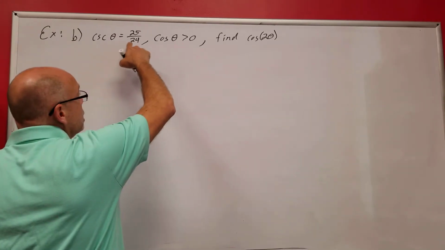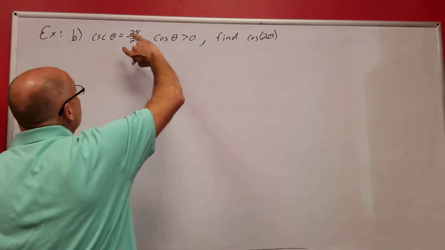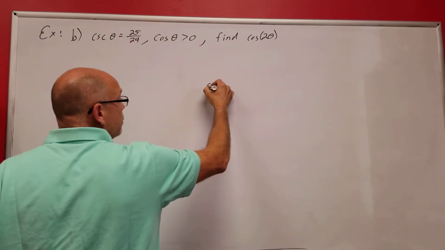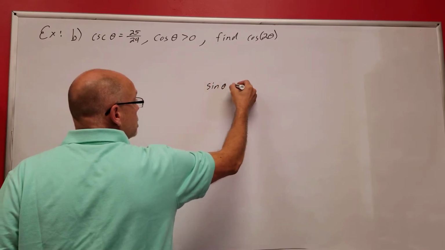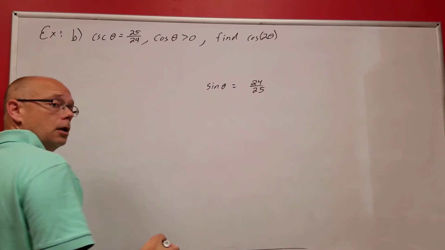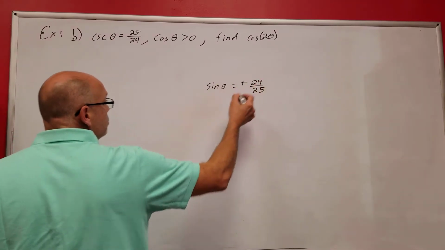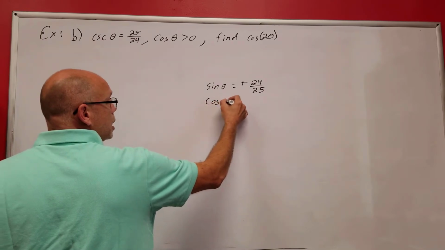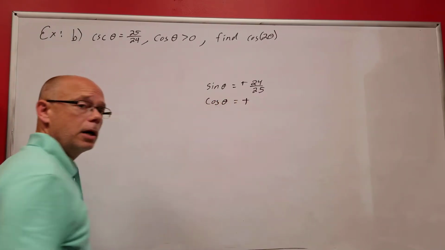So if the cosecant is 25 over 24, isn't the sine 24 over 25? So the sine of theta is equal to 24 over 25. All right, now that's a positive here. What about the cosine of theta? Isn't the cosine of theta, if it's greater than 0, a positive?